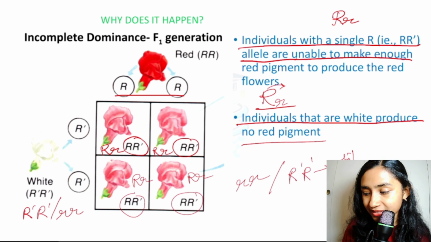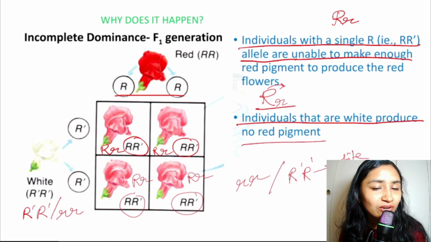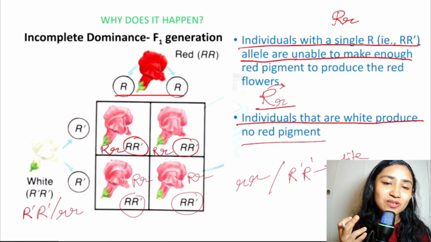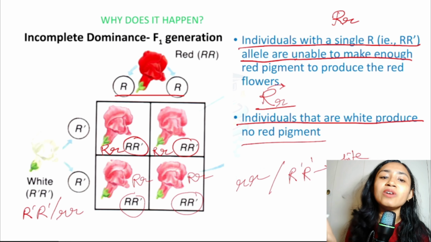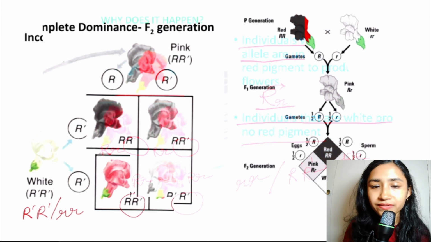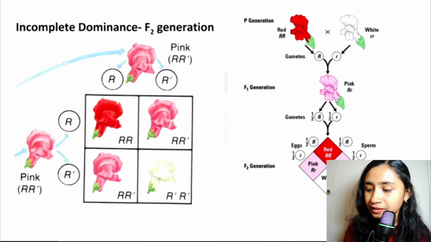So this is also a case of genetics. Not all the phenotypes are completely dominant or completely recessive. There is a phenomenon known as incomplete dominance, where the capital R is not totally dominant over the small r. Okay, now this we have seen in the F1 generation. Now let's see the F2 generation.